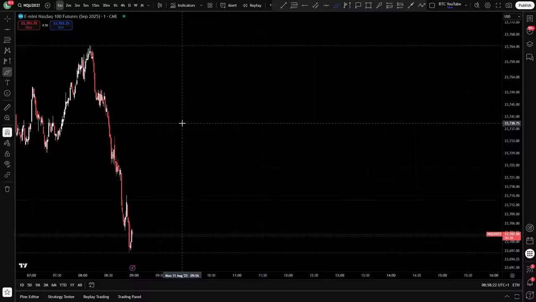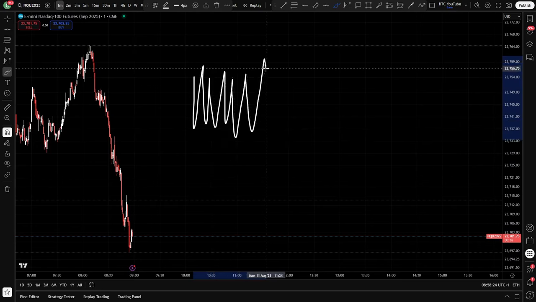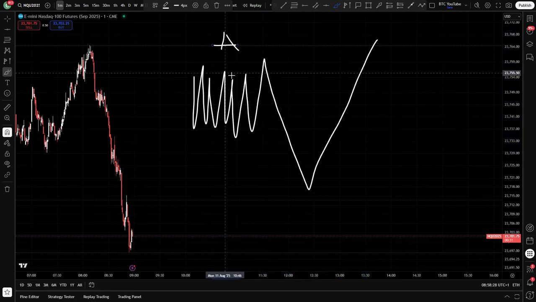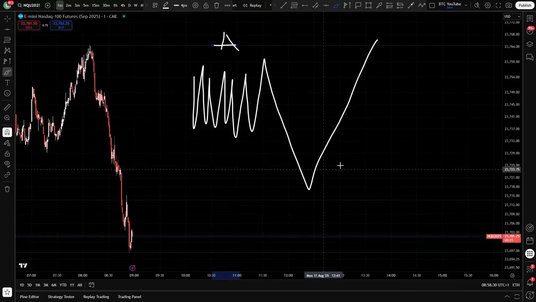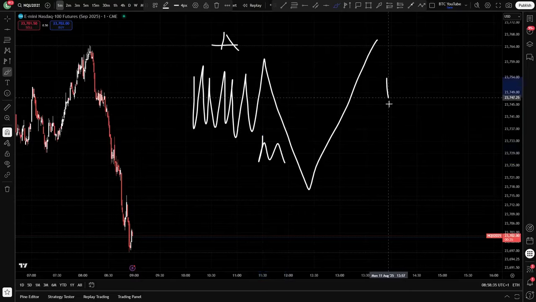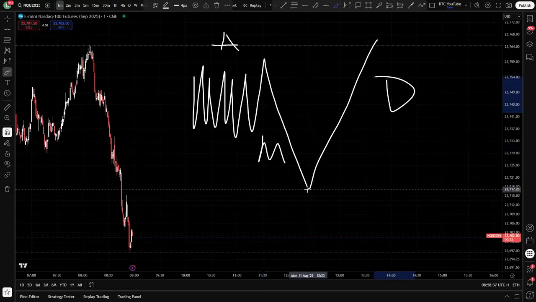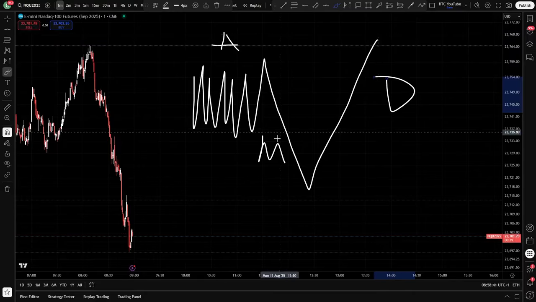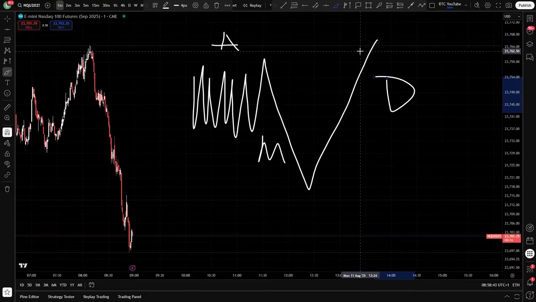So basically, the strategy is very simple. It's accumulation, manipulation, distribution. Accumulation is when the market's going sideways like this. Manipulation is where you come down and sweep a level of liquidity. And then distribution is where, once your liquidity is swept, you're looking to get back in as the price goes back in the original direction like this, and usually continues to the upside, as we are near all-time highs for NQ.